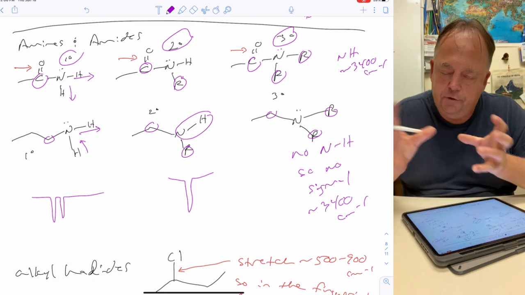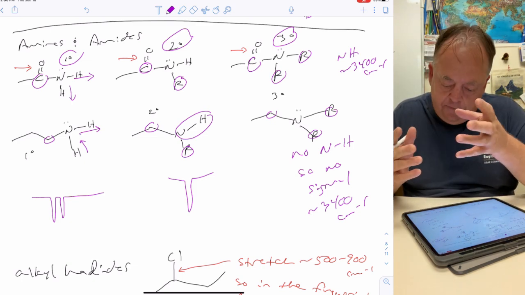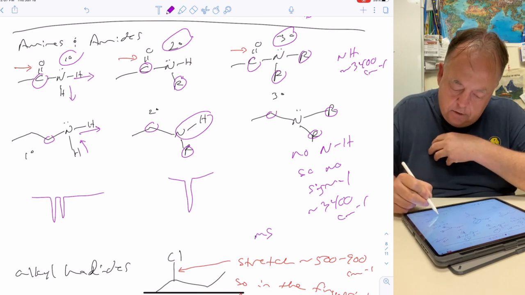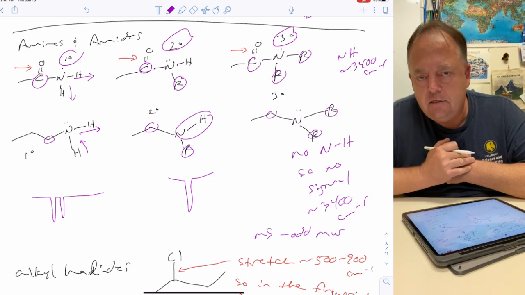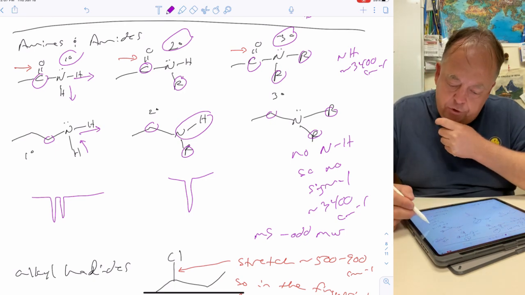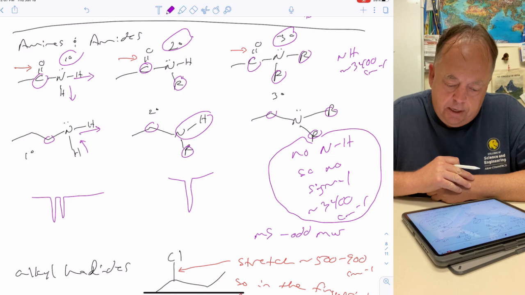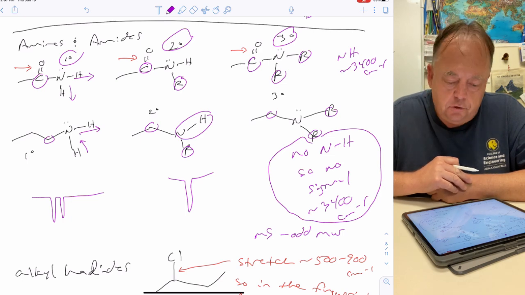So if you couple the different spectroscopies together, for example, if you did the mass spec and you saw that there was an odd molar mass, then you would know there's a nitrogen present. But if you do the IR and you see that there's no signal around 3400, then you would know that this amine or amide doesn't have a hydrogen on it, so it's tertiary.